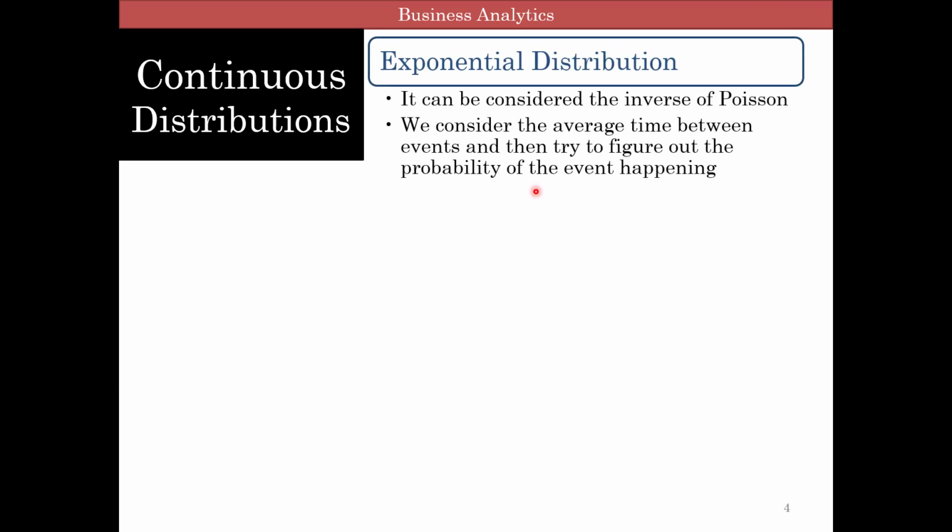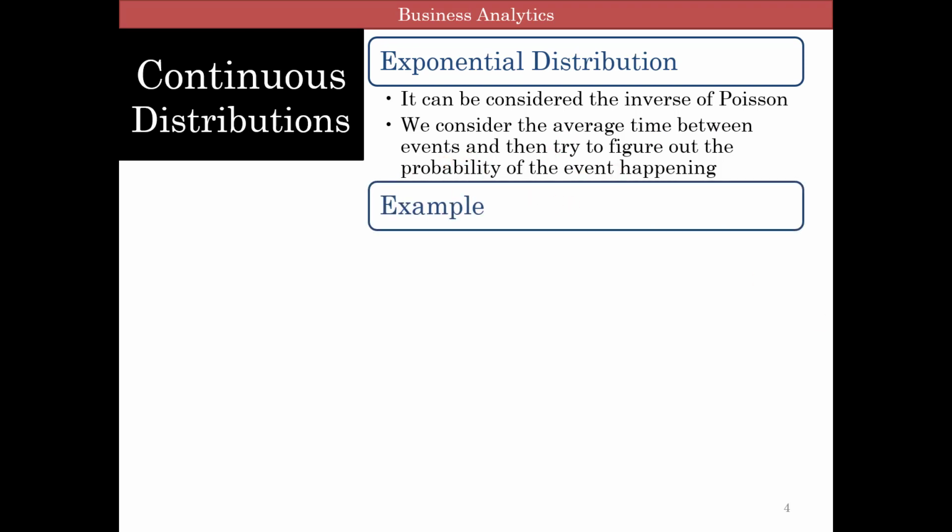So let's look at some continuous distributions, and we'll start with exponential distribution. We're starting with exponential distribution because we just finished our discrete distributions using Poisson distributions. So exponential distribution is an inverse of Poisson distribution. Remember in Poisson, we were talking about the average number of events per unit time. Now we flip this and we look at the average time between events and we try to figure out the probability of that event happening.